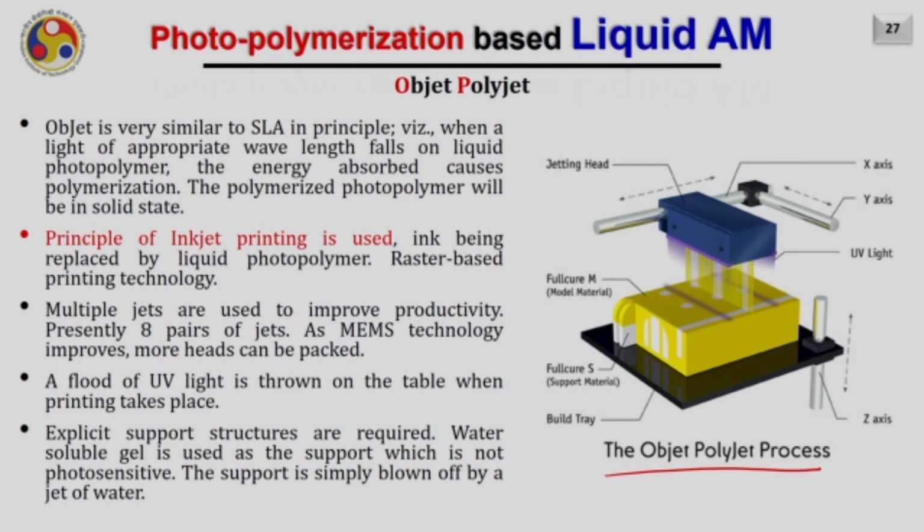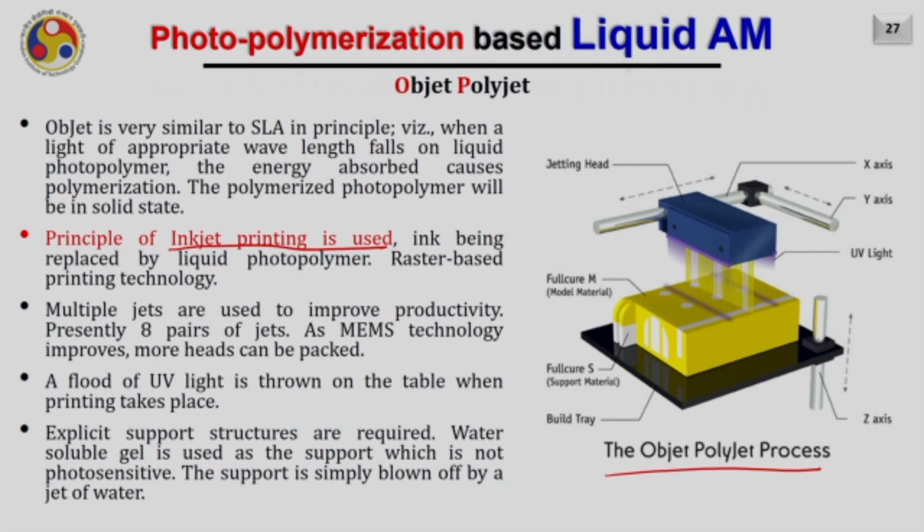The principle of inkjet printing is used here, ink being replaced by the liquid photopolymer, of course. Also, this technology works on raster based printing. Multiple jets are usually used to improve the productivity. Presently, in this case, 8 pairs of jets are used. As MEMS technologies improve, more heads can be packed in a very tiny space. And a flood UV light is thrown on the table when printing takes place.